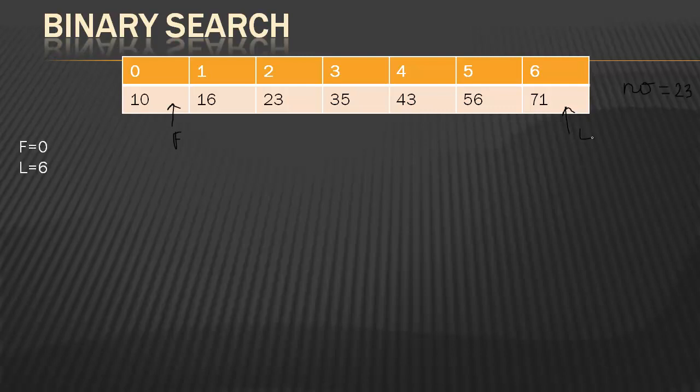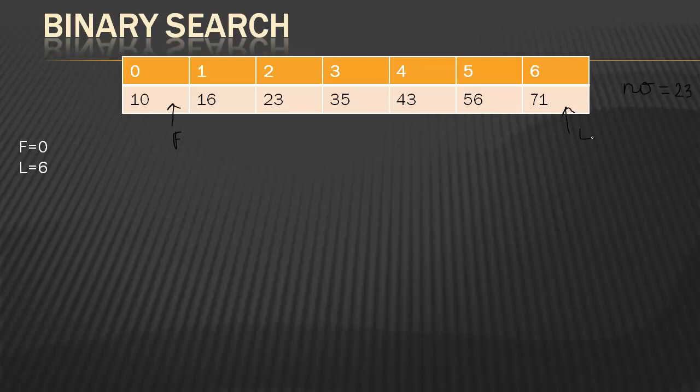Okay, so let me just take you to this statement. F is at 0, why is L at 6? Because 6 is the index number of the last element. Programmatically you would not be writing 6 because your array could consist of 10 elements, 20 elements, so you'll be writing length of the list minus 1. That's how I get it, because what's the length of this list? 7. 7 minus 1 is 6.